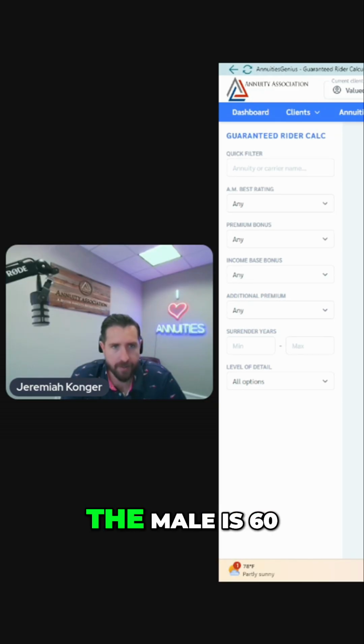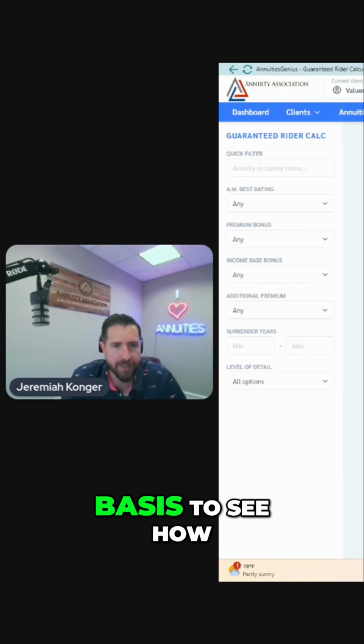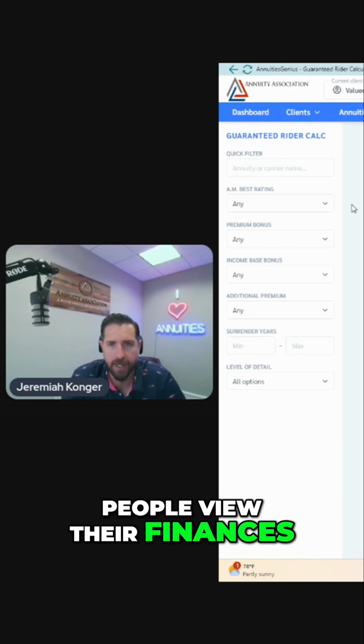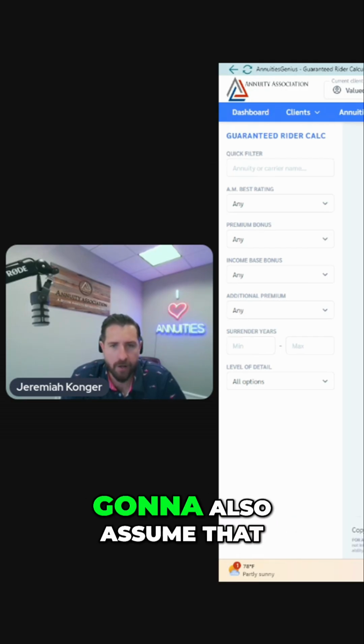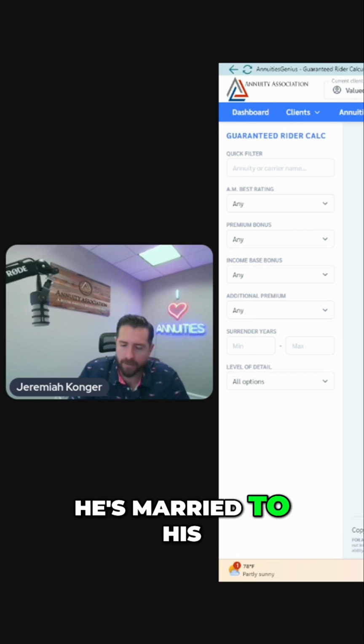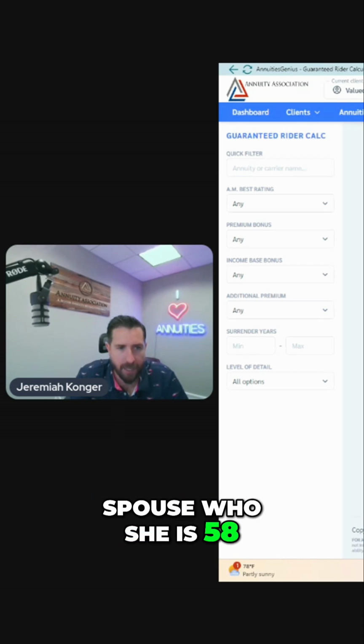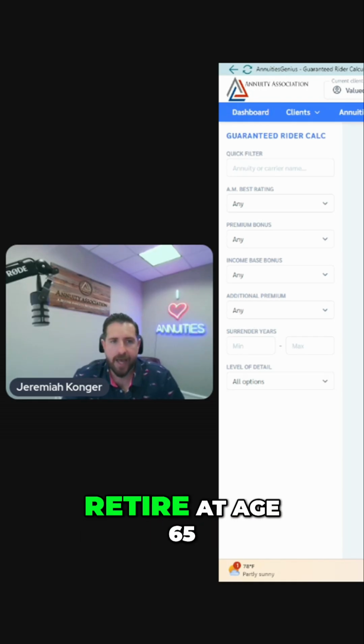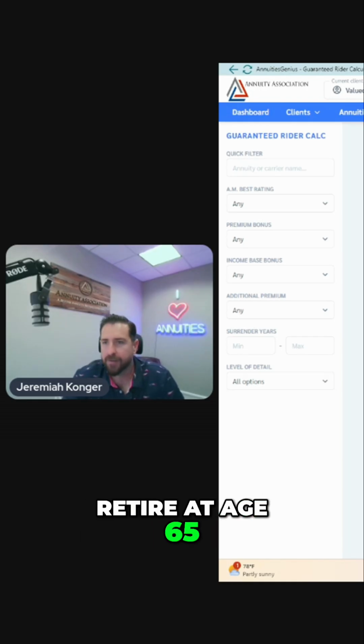So in this case, the male is 60. We're going to look at this on a monthly basis to see how much income it would pay him per month, since that's how most people view their finances. And then we're going to also assume that he's married to his spouse, who is 58, and they're planning to retire at age 65.